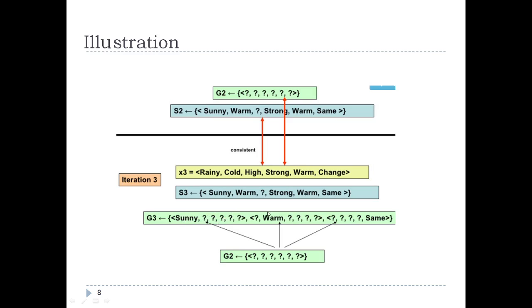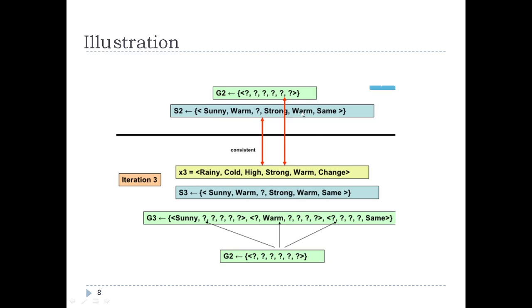Then in the next one, the second value is cold and in S2 it is warm. So there is a change in the value. What we have to do is write warm here because S2 has the value warm. All other attribute values we make question marks. Then the third value in S2 is a question mark and here it is high. So it is already in a general form, so no need to do anything for this attribute value. We'll just leave it. Then strong and strong, both the same, so no need to consider this also.